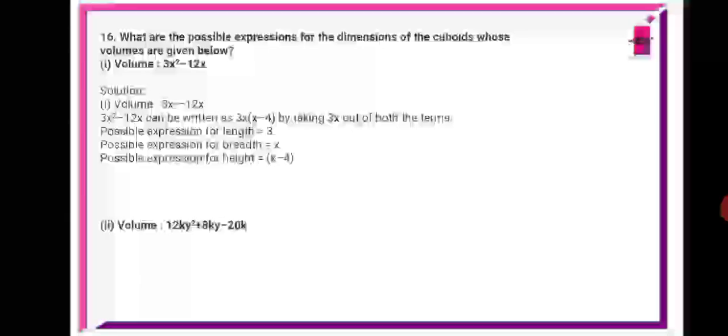Now write the possible expressions for the dimensions of the cuboids whose volume is given. So volume means length into breadth into height. You are going to factorize into three terms because it is a cuboid. It is a quadratic polynomial, so one term we will take as a constant term. So if you take 3x common in the given expression, you will get 3x into x minus 4. So 3 is one of the possible length expressions, x will be the breadth and x minus 4 will be the height.